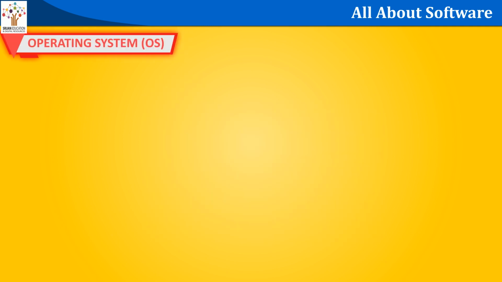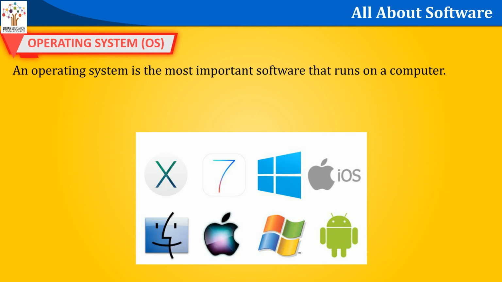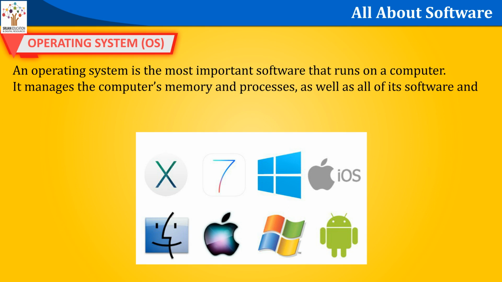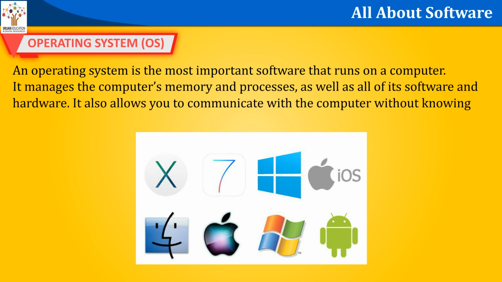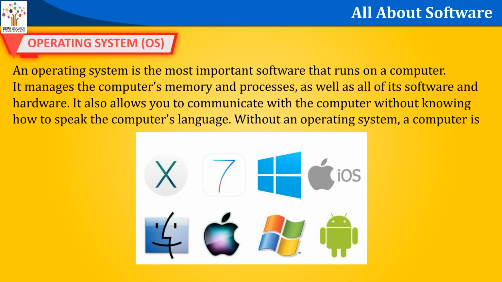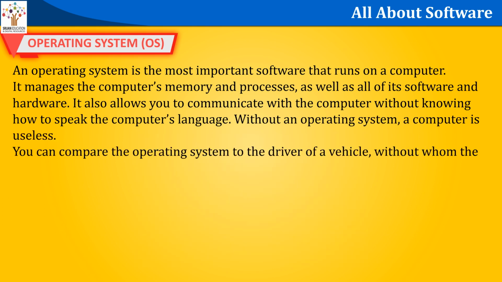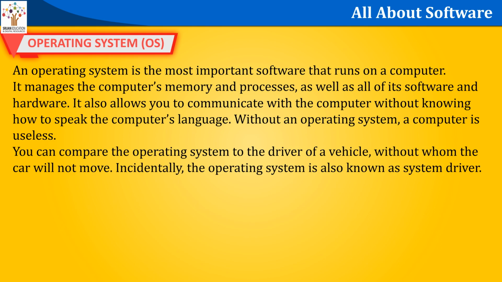Operating system, OS. An operating system is the most important software that runs on a computer. It manages the computer's memory and processes, as well as all of its software and hardware. It also allows you to communicate with the computer without knowing how to speak the computer's language. Without an operating system, a computer is useless. You can compare the operating system to the driver of a vehicle, without whom the car will not move. Incidentally, the operating system is also known as system driver.